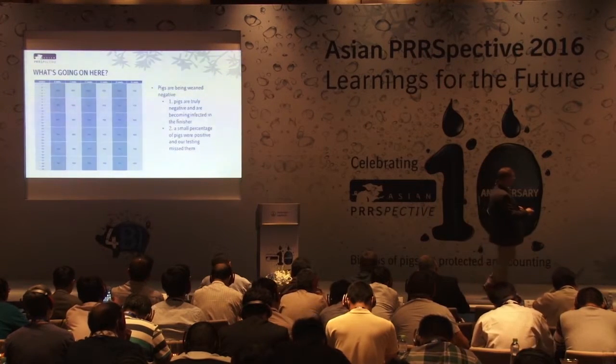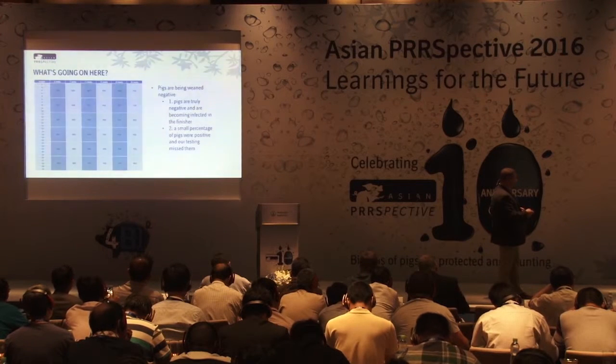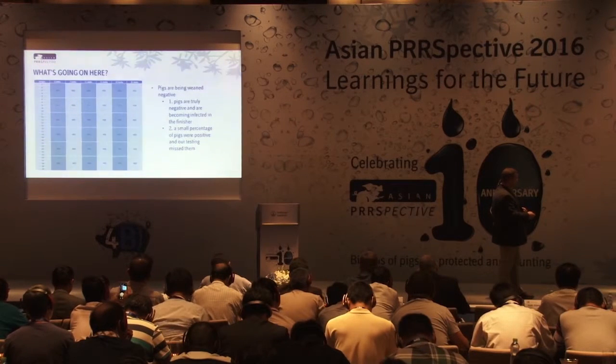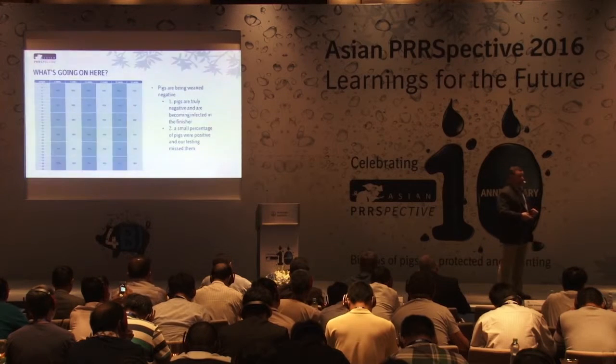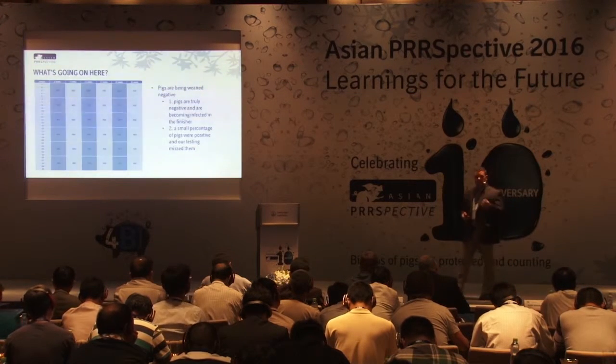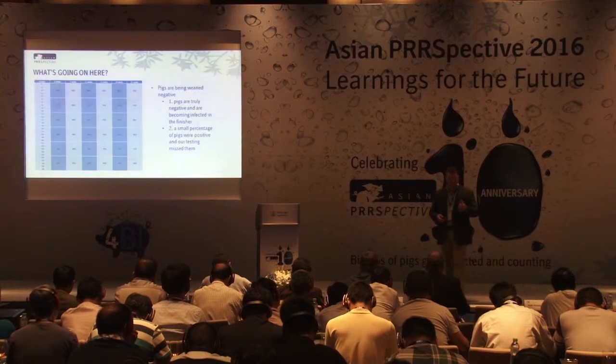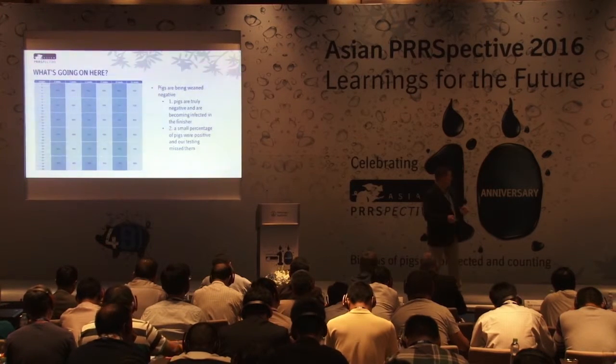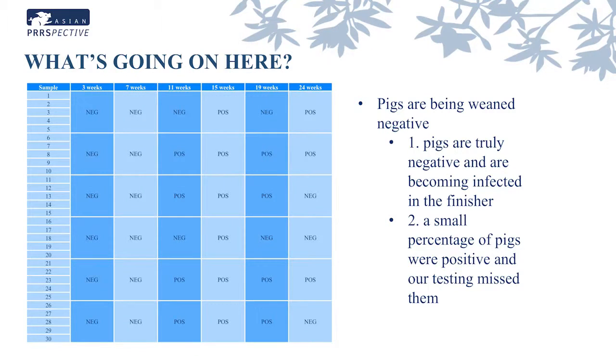But something changes here at 11 weeks. All of a sudden, we've got 1, 2, 3. Half of our pools are now positive. So our previously negative pigs, for some reason, have gone positive. And we see that virus continues to spread throughout that population for the next 8 weeks, such that at 19 weeks, almost all of our pools are positive, and even at 24 weeks, we still have positive pools.